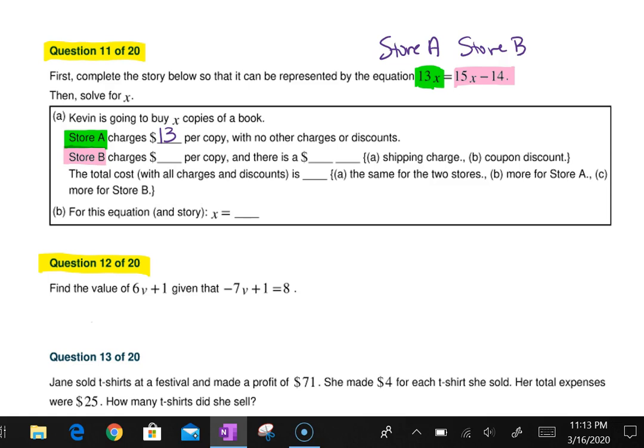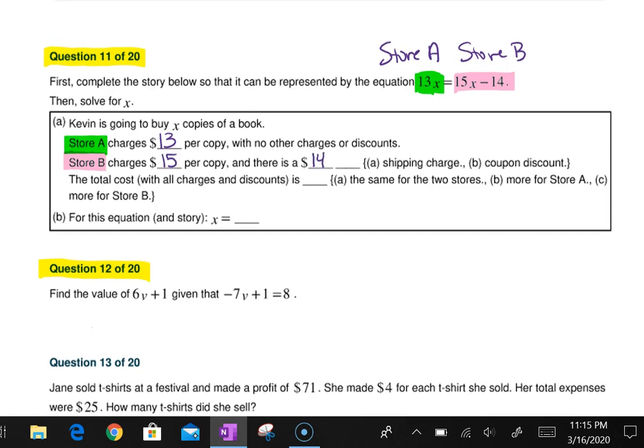Charges $15 for every x, for every copy, right? I'm going to say $14, and then we're going to choose the letter B because it's a discount. You're taking $14 away. The total cost, with all the changes and all the discounts, is going to be either A, the same for both stores, B, more for store A, or C, more for store B. Well, since there's an equal sign in between store A and store B, we're going to say that it's the same for the two stores. So we're going to choose A there.